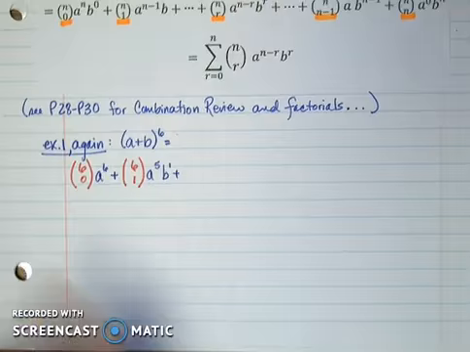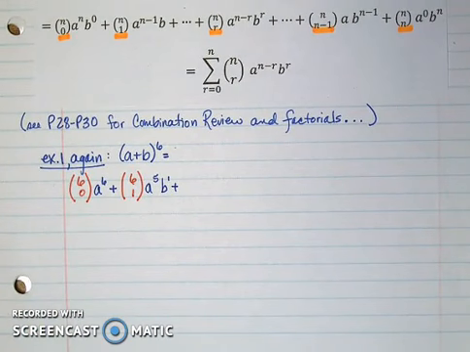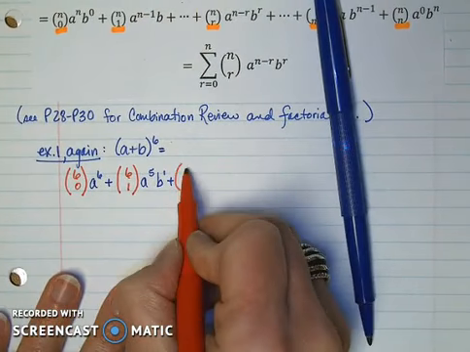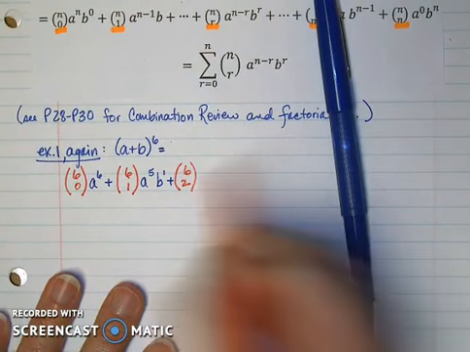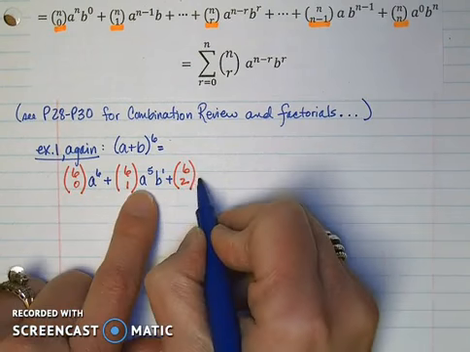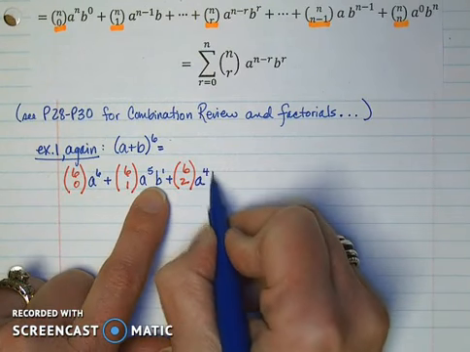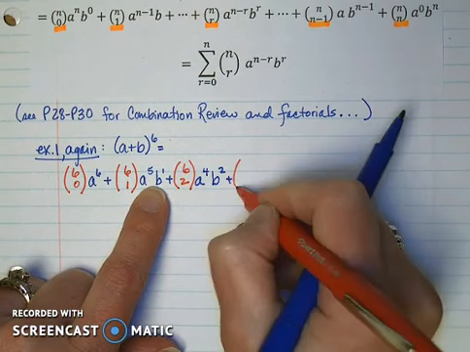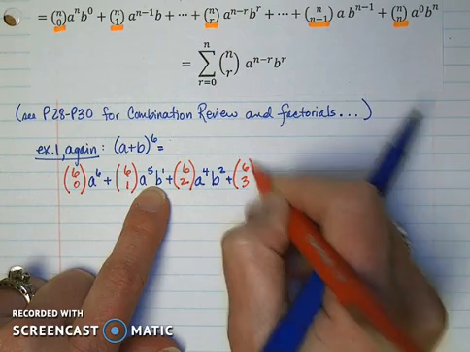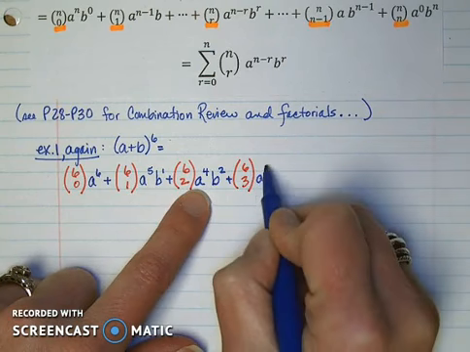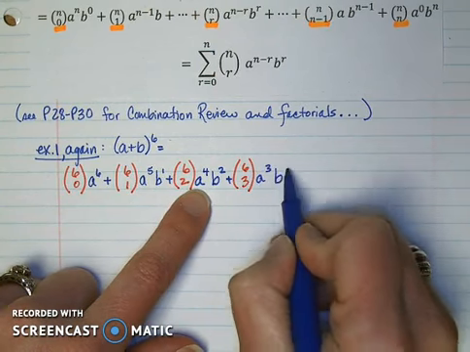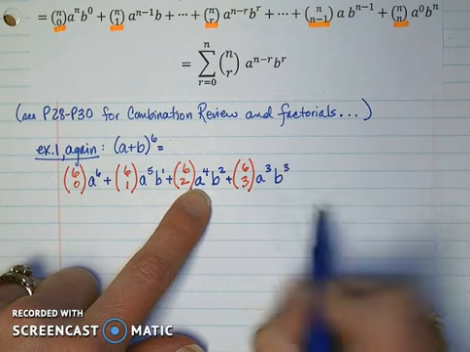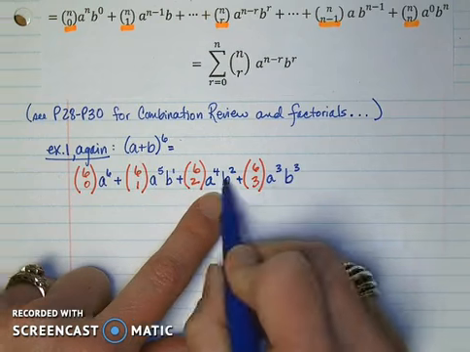The next one, let me get my colors going. All right, the next one will be 6 and 2, and my A's are decreasing, my B's are increasing. The next coefficient will be 6 and 3, A cubed, B to the first power, cubed, right? Because that needs to add to 6. And the B's are going up.